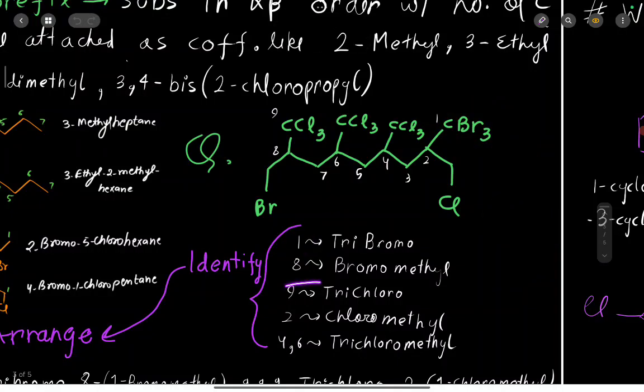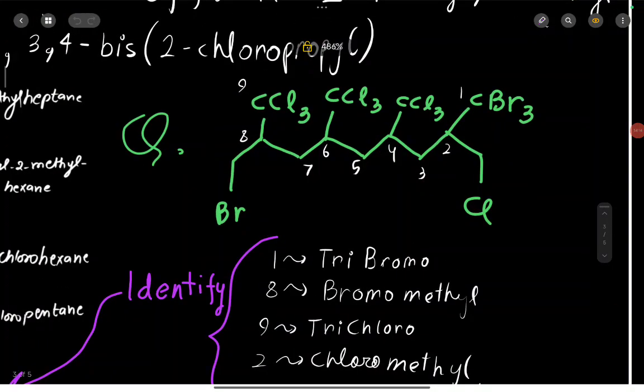At the 8th position, there's bromo. At 9th position, there's trichloro. And at the 2nd position, there's chloromethyl. And at 4 and 6, there is trichloromethyl. Now let's understand why I have written them like this.